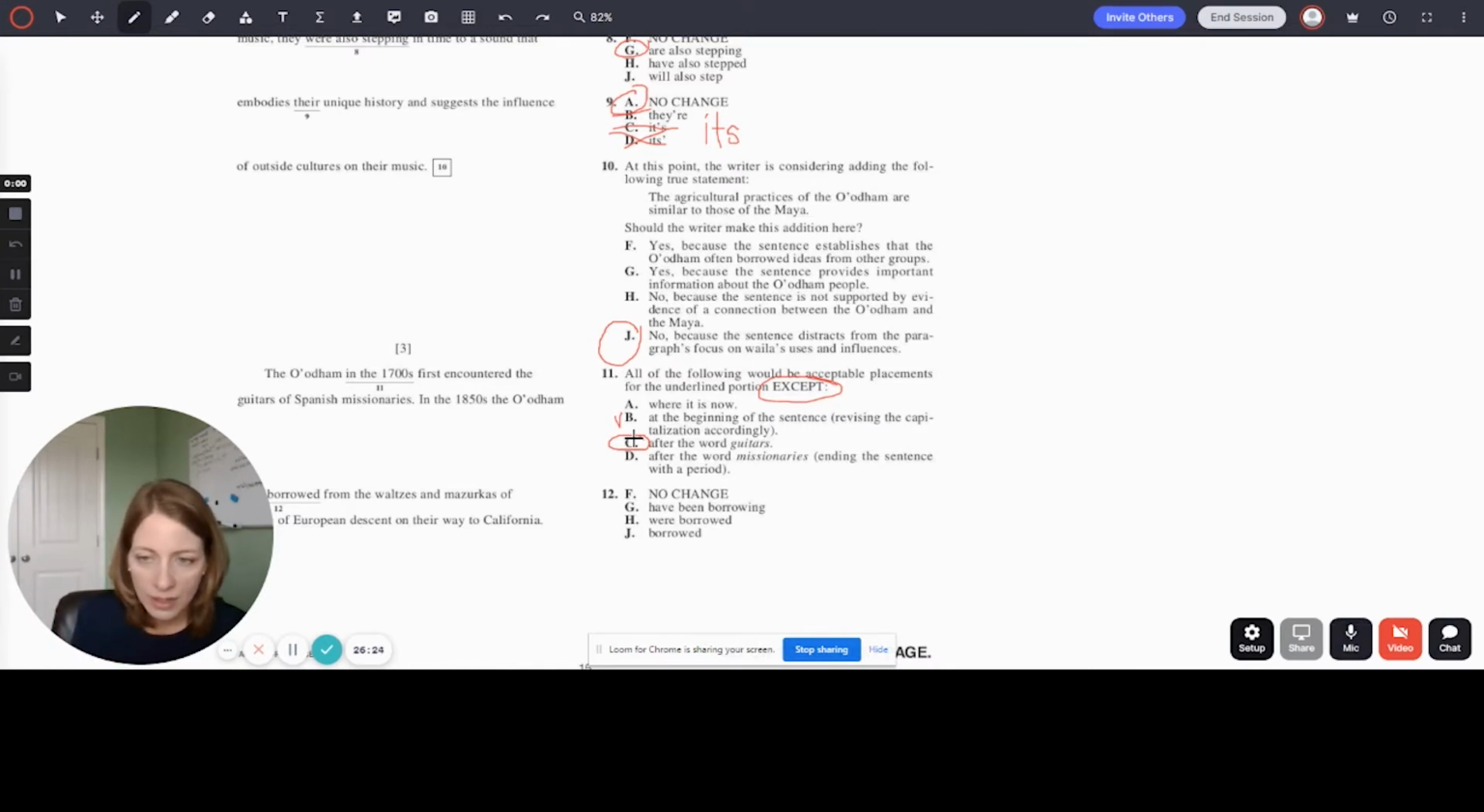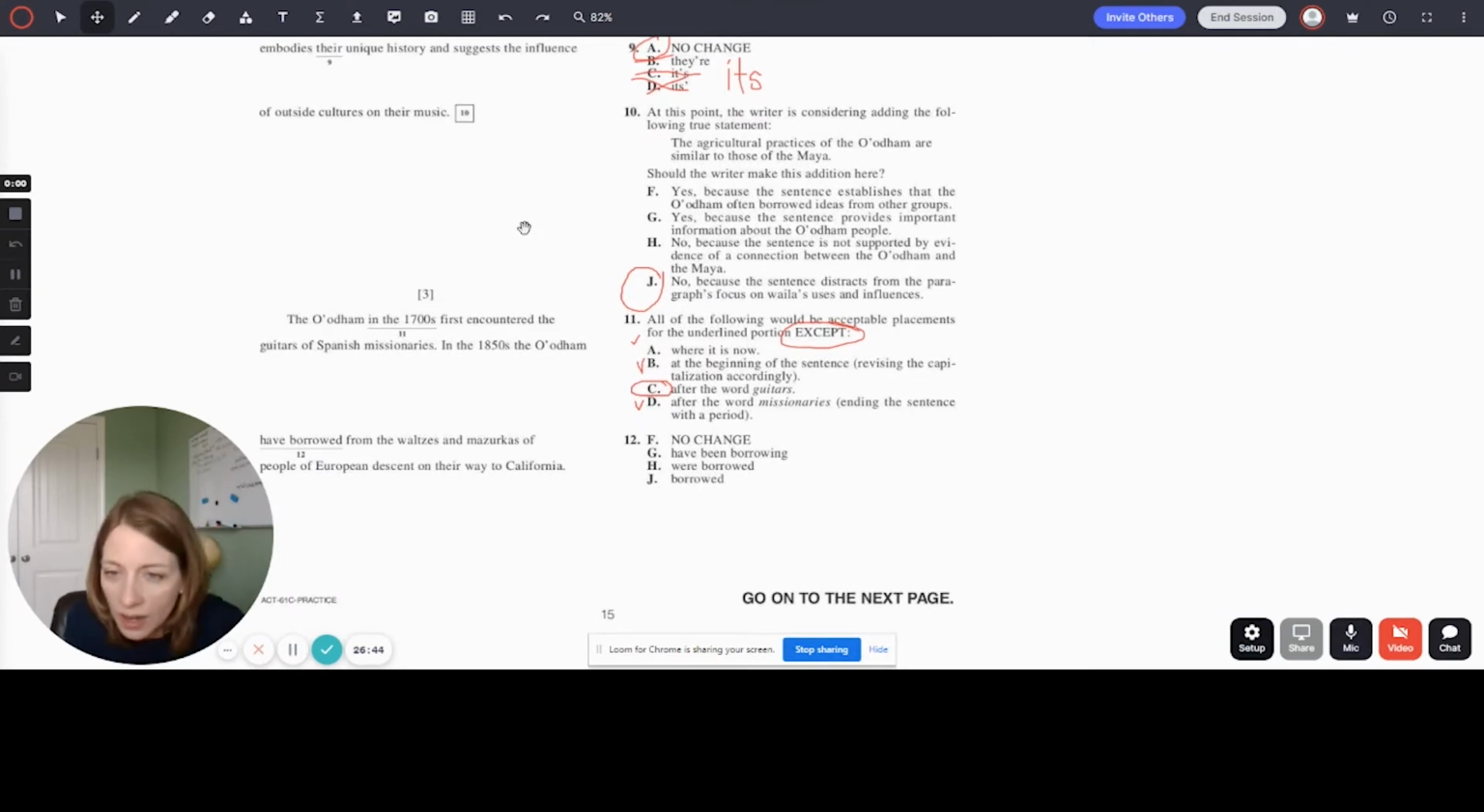The Odom first encountered the guitars of Spanish missionaries in the 1700s. Okay, yeah, feel pretty good about that. All these other ones would work out fine. So if you want to practice this skill, misplaced modifiers. Okay.